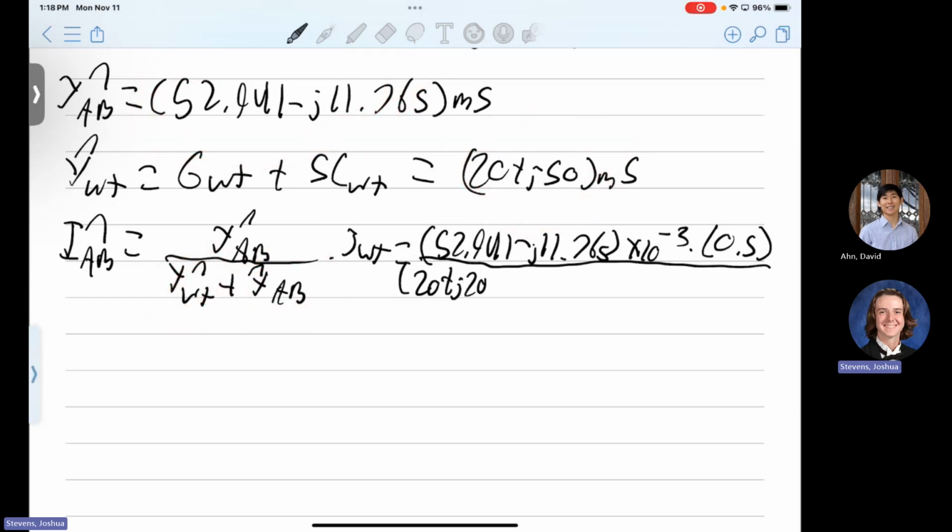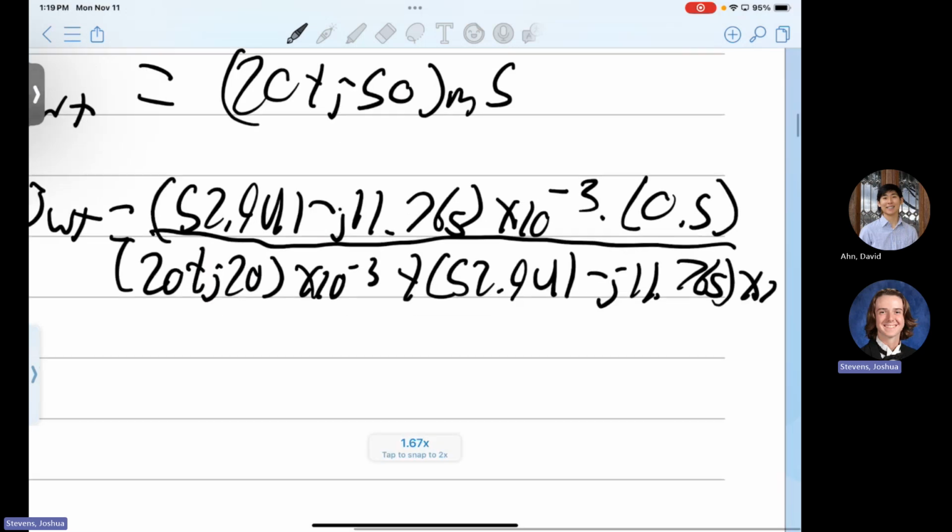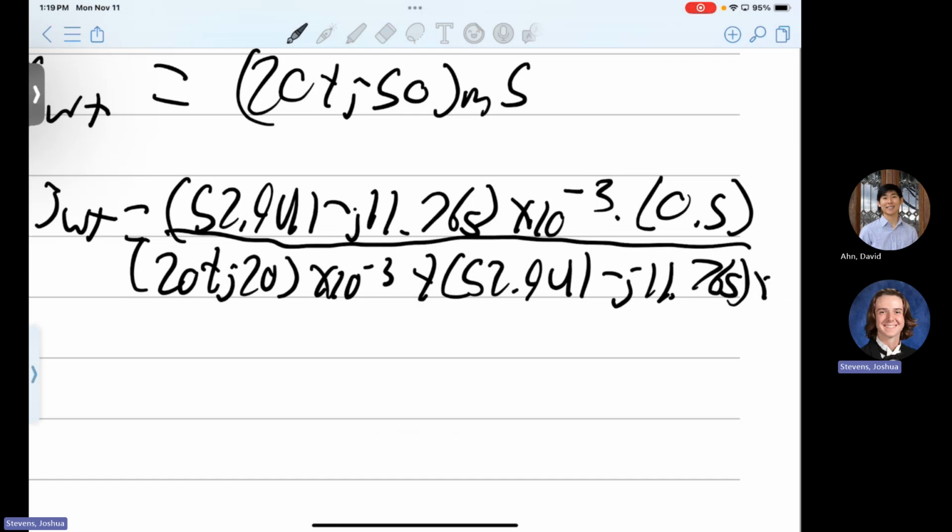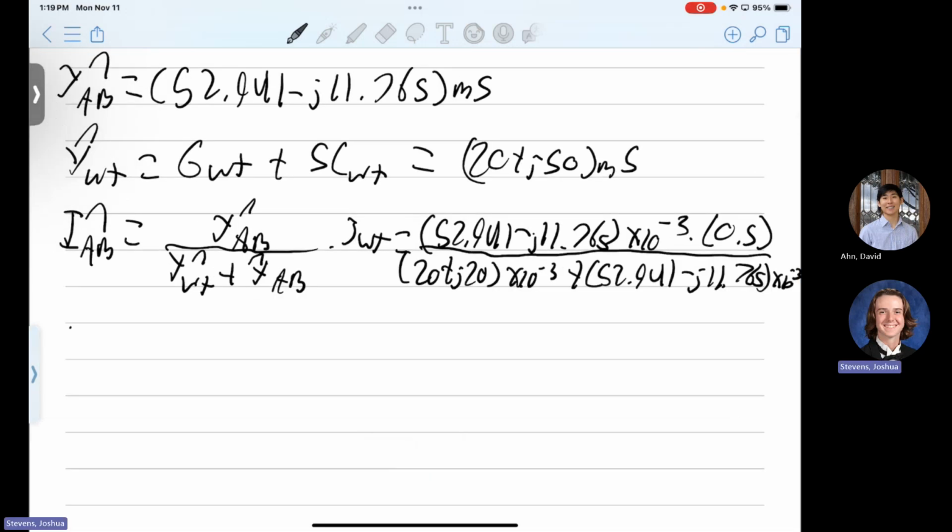So we just plug those numbers in. 20 plus J20 times 10 to the negative third plus 52.941 minus J11.765 times 10 to the negative third. All right. I'll give you all a second to write that down. We almost look good. Everybody got it? Cool. So plugging that into the calculator, you get this. YAB equals 34.93. Nope.